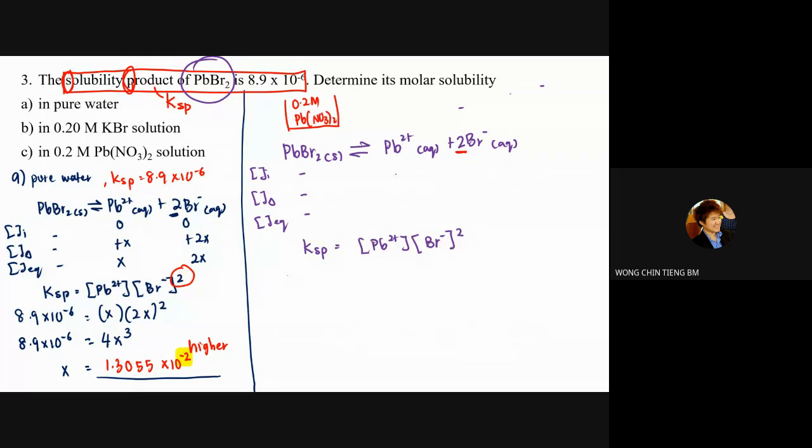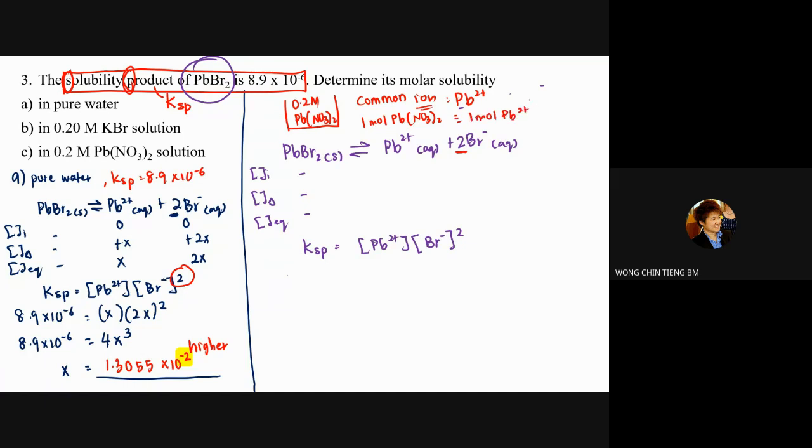Common ion, siapa sayang? Okay, Pb je. Common ion. Ratio? 1 to 1. Betul? Sebab yang bukan 1 to 1 tu bukan Pb. Yang bukan 1 to 1 tu adalah nitrate ion. So, 1 to 1.